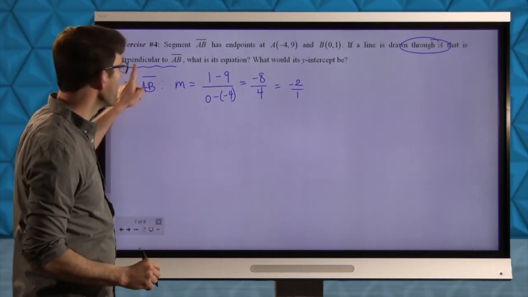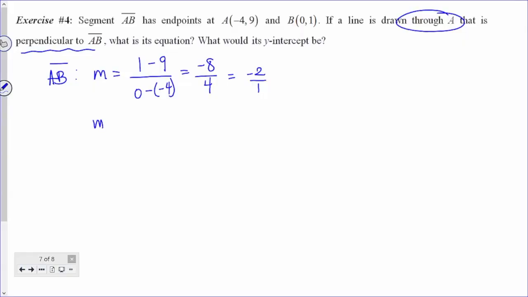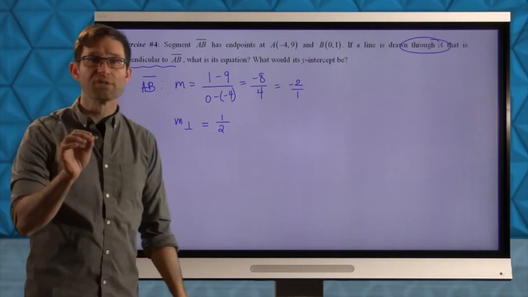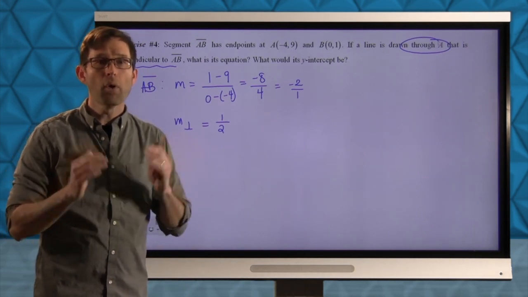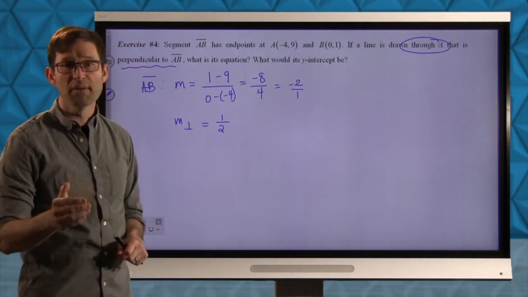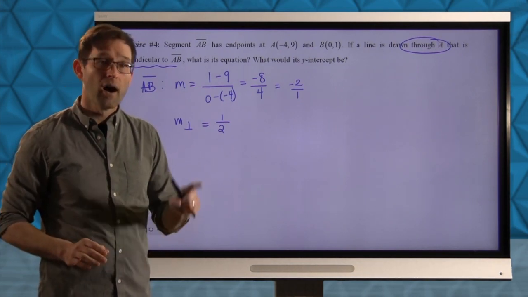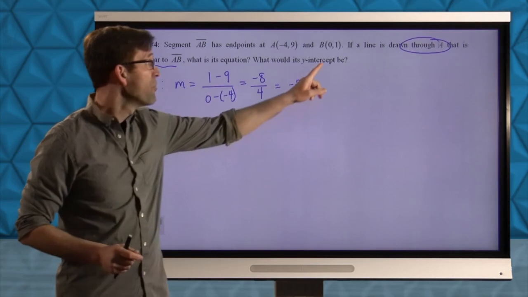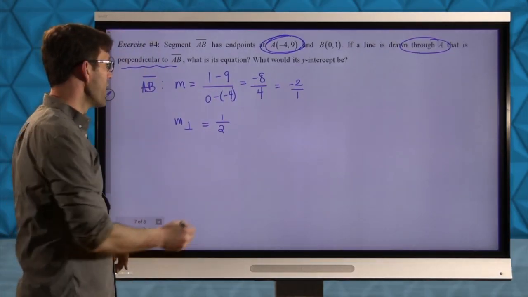But I need a line that is perpendicular to AB. And therefore the slope of the line that I care about is going to be a positive 1/2, right? Negative reciprocal slopes, positive 1/2. So now I'm all set in writing the equation of my mystery line, so to speak. Remember, I'm not looking for the equation of AB. I'm looking for the equation of a line that passes through A and is perpendicular to AB.